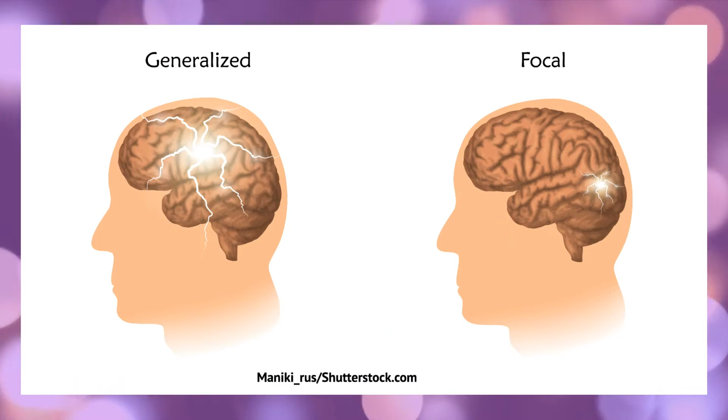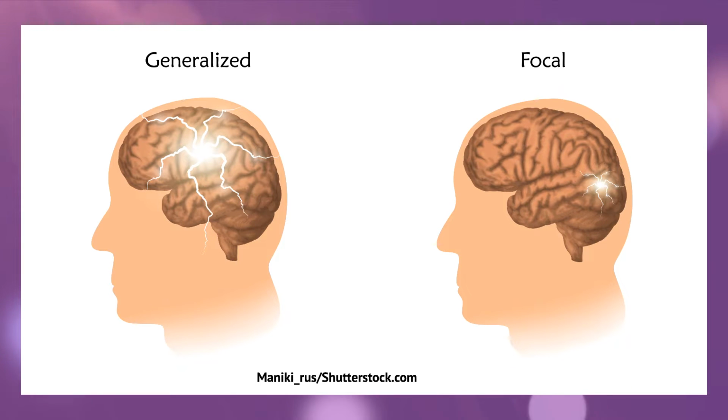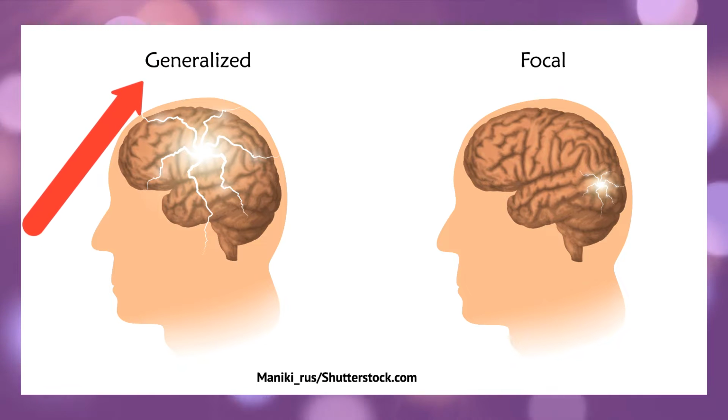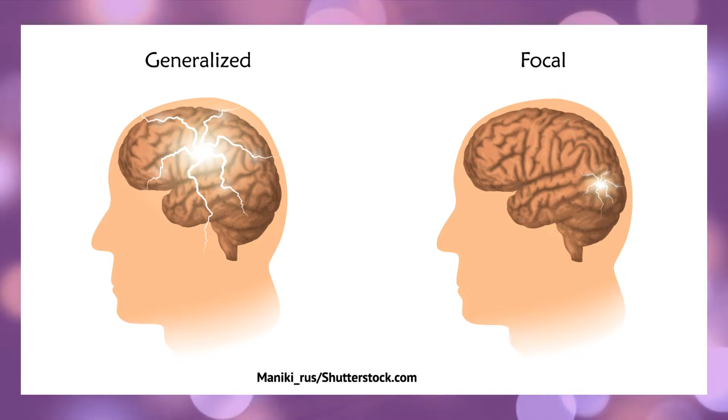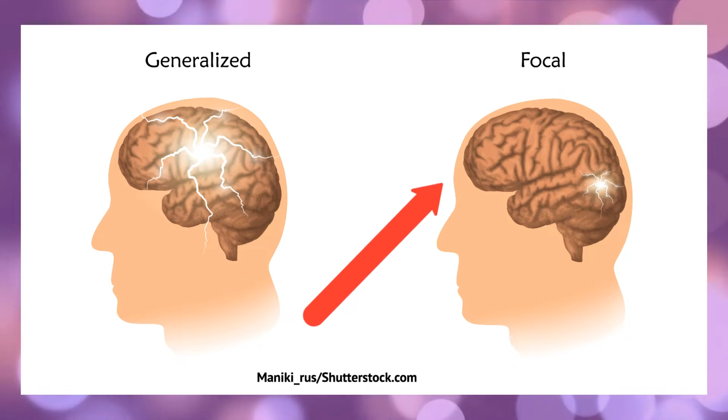First, let's go over the two types of seizures that a person can have, which include generalized and focal. The generalized seizures can affect the entire brain. This one was previously known as grand mal seizures. The focal seizures, also known as partial seizures, can have an effect in part of the brain.